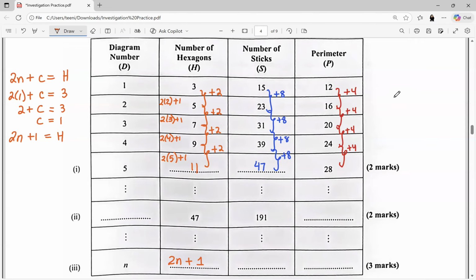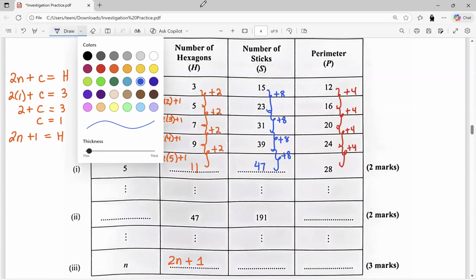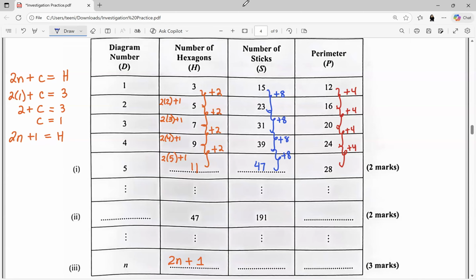So girls, in the same way that you figured out the rule for the number of hexagons, we can figure out the rule for the number of sticks as well, right? Now remember, we already established what the common difference is. So for the number of sticks, it's going to be that common difference, 8, times the diagram number, which is given as n, plus some value c. So this would give us S, which is the number of sticks. We're going to substitute values from the table to figure out what c is, and then we're going to test that rule to see if it holds true for the other values of S.